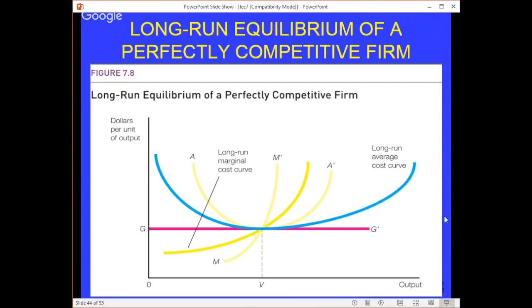So here it is. I have my long run average cost curve. I have my short run average cost curve. This is A to A prime. I have my long run marginal cost curve, this dark yellow line, and I have my short run marginal cost curve. Okay. And in the long run, I'm going to be at that point where there are zero economic profits.